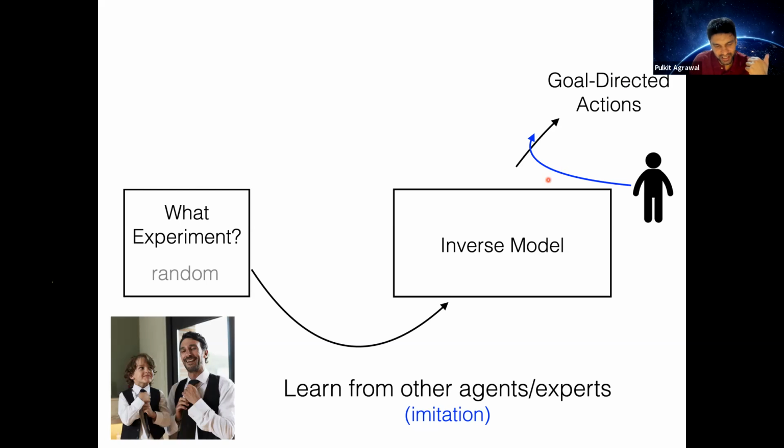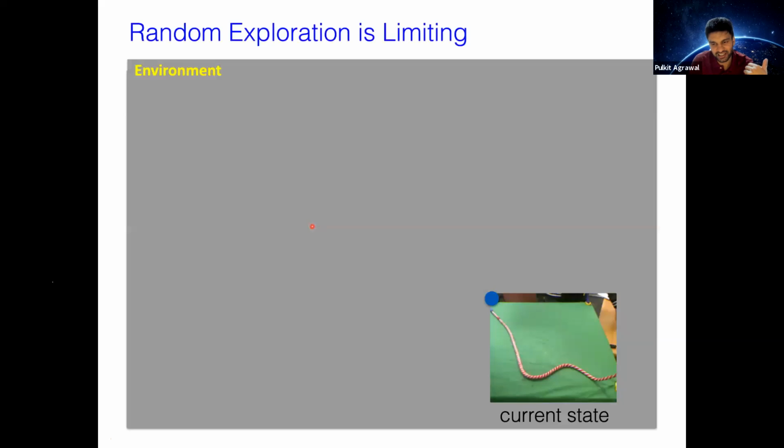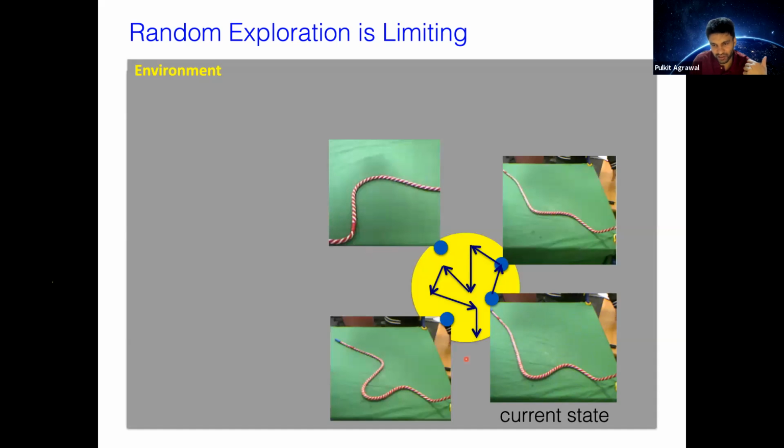But a natural question comes up: how do I collect interesting data? If my data collection strategy is random, what do I mean by random? I pick up a rope at a random point, then I move it by a random amount on the table. If I end up doing that, I will only visit states which are close to my starting point. So I might only come to states which are very, very close.